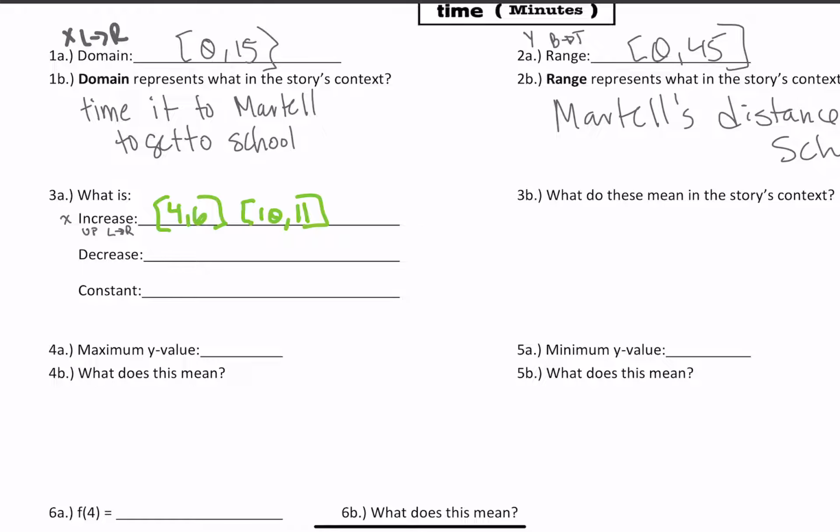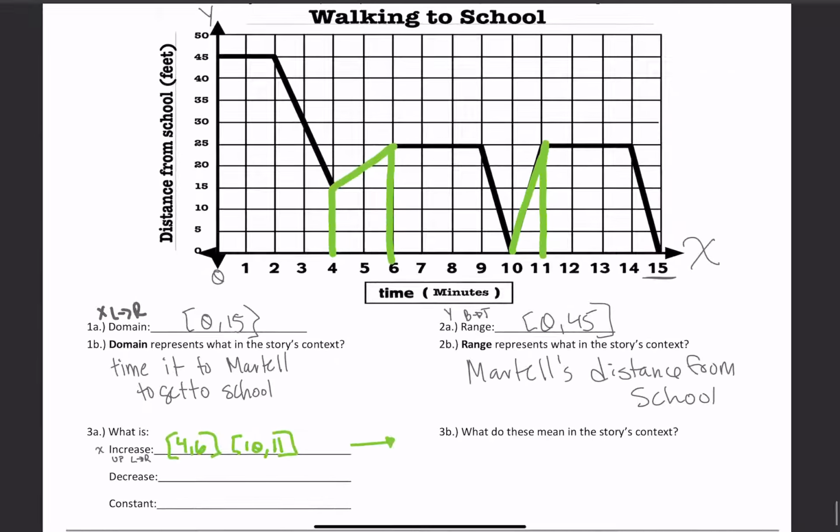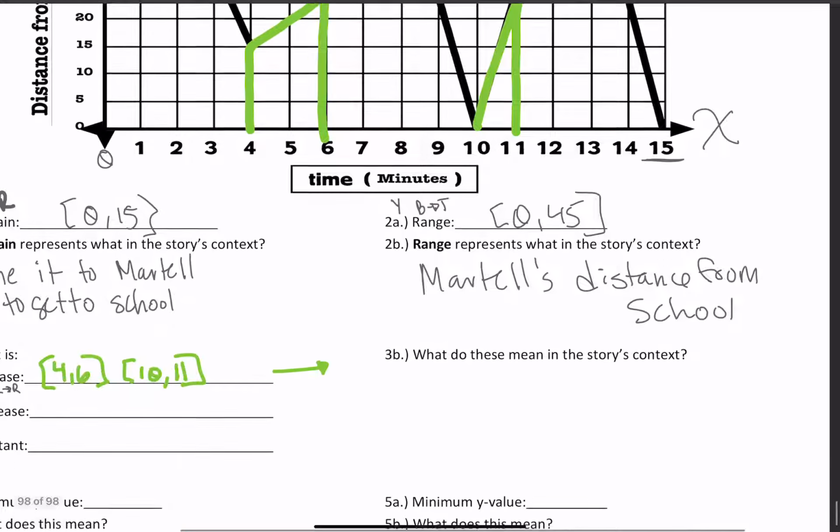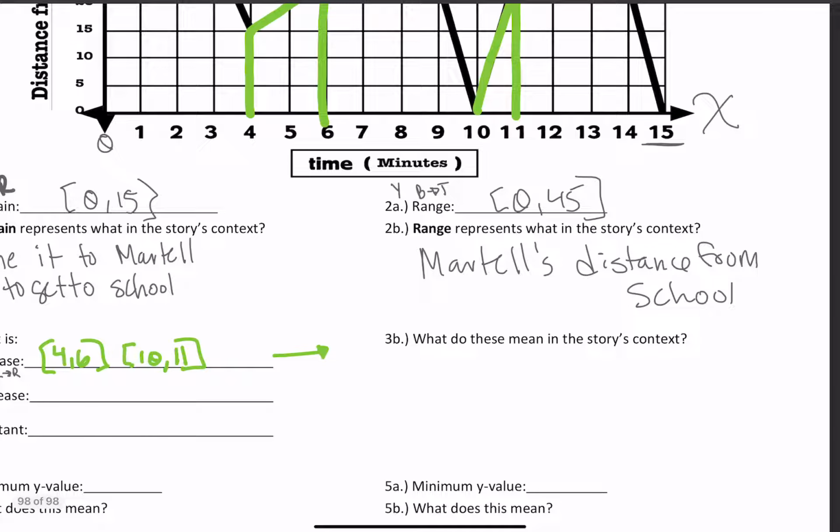What does this represent in our story? If it is increasing, this was the time in our story where Martel is going backwards. He's getting away from school, because see how these y values go from 15 and then increase up to 25. So it's increasing. He's getting farther from school. So that's what this represents: time when Martel is getting farther from school.